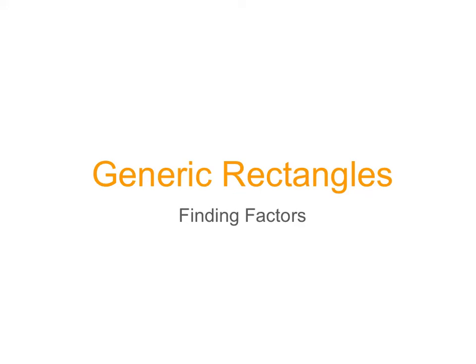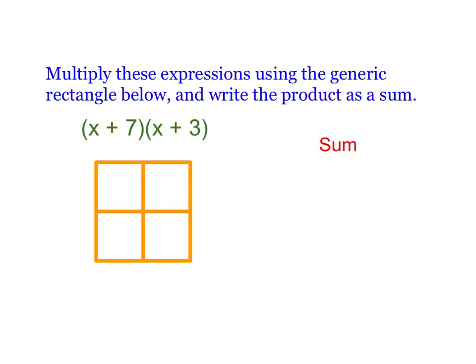Generic rectangles, finding factors. Recall that when we multiply expressions, like these binomials, using the generic rectangle, we like to write the answer as a sum. So recall, we're going to write the first term along the side and the second term across the bottom. And then just finding the area of each of the four squares.